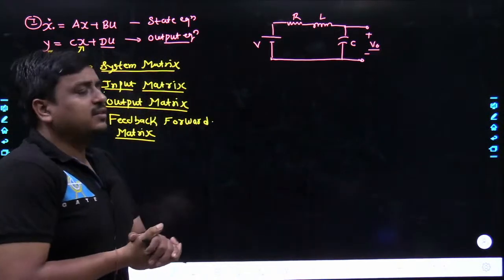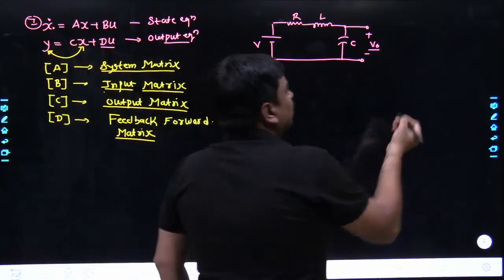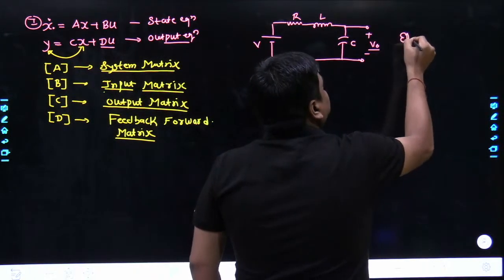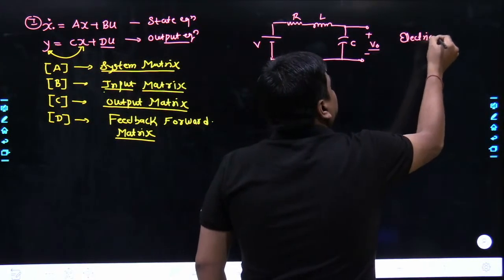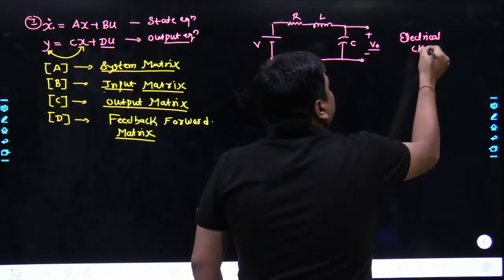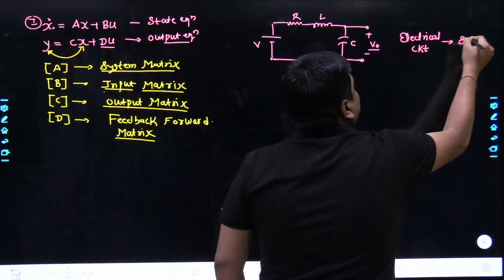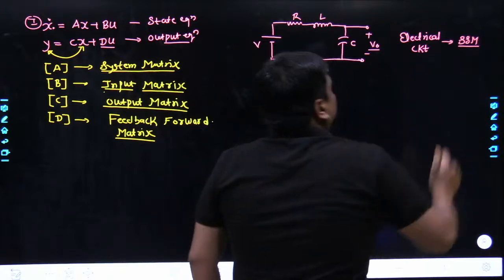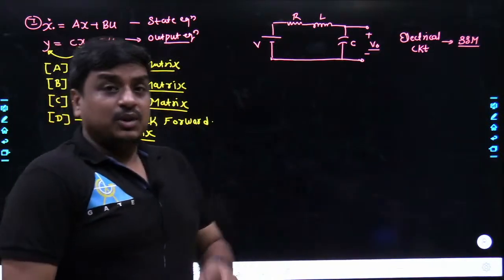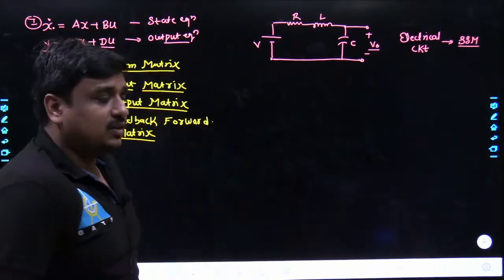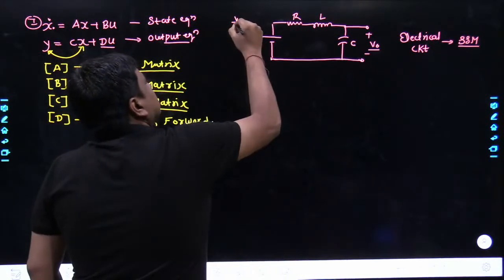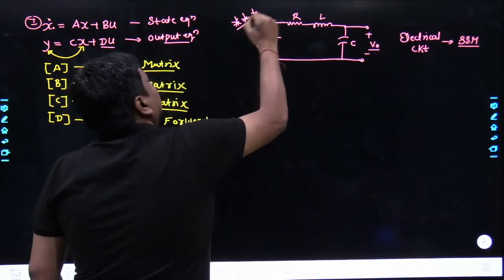Now this electrical circuit has to get converted into the form of a state space model. This is my agenda. And in 2021 a problem came based on the same concept. Yes, it is one of the important questions, and analysis of this problem is very, very important.